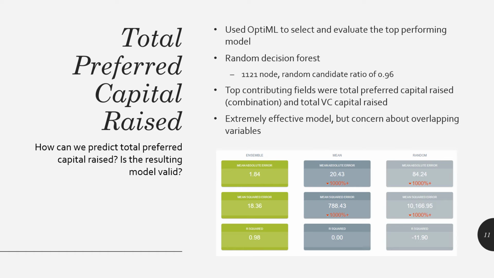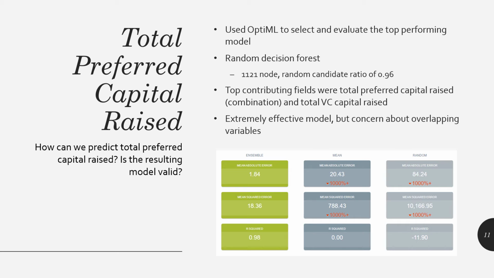It was extremely effective with an R-squared value of 0.98 and extremely low mean error values. However, the top contributing factors were total preferred capital raised combination, as well as total VC capital raised, and I think this might be the reason for the model being so effective. These fields, along with the target field, are quite dependent on each other, which may lead to problems in developing a model that explains all of the data.